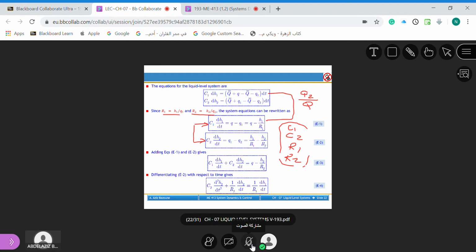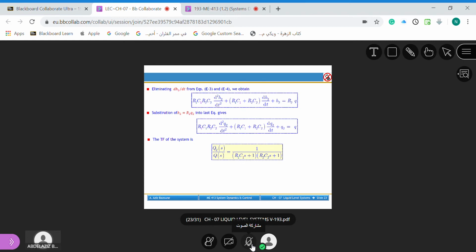And when we add them, this will cancel with this. So we'll have Q minus H2 over R2. Now, again, if we differentiate equation 2 with respect to time, we find C2 d²H2 over dt² plus 1 over R2 dH2 over dt will be equal to this one. All this, we are doing just to get rid of H1 and H2.